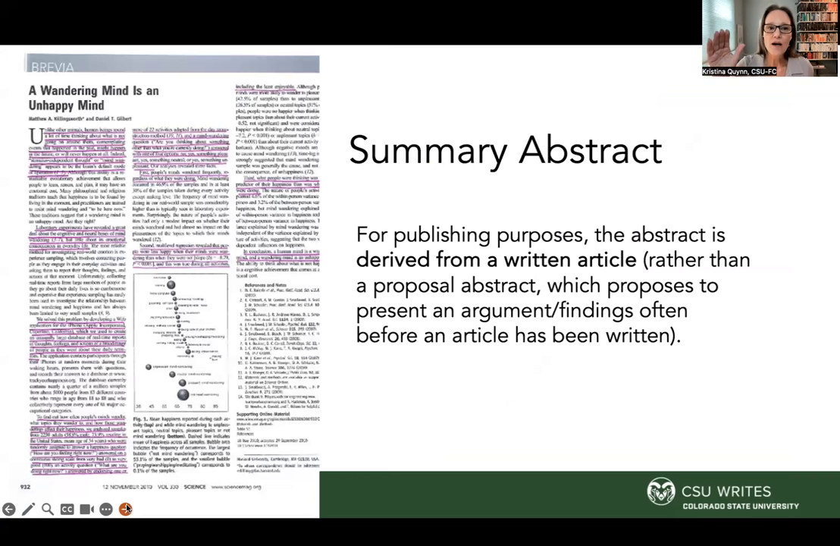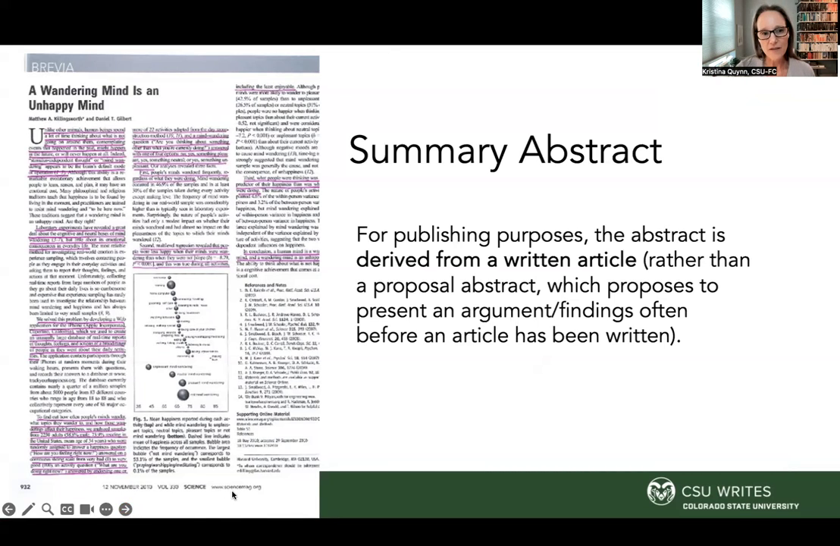So I'm going to take you through a Brevia piece. I use this, by the way, A Wandering Mind is an Unhappy Mind by Matthew Killingsworth and Daniel Gilbert. Daniel Gilbert was the PI and Matthew Killingsworth was a graduate student. And they did a study a number of years ago. It's probably 15 years ago now, and I think it continued on for a while, but they did study and look at how it is that people's minds wandered during tasks, during everyday kind of activities, rather than just in the lab. And the summary piece was a Brevia piece in Science in 2010.